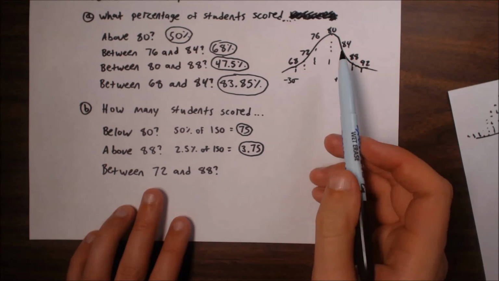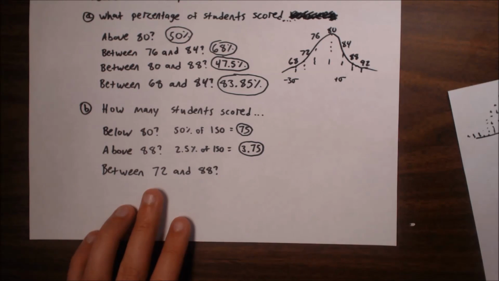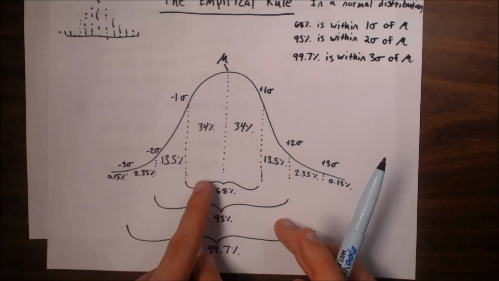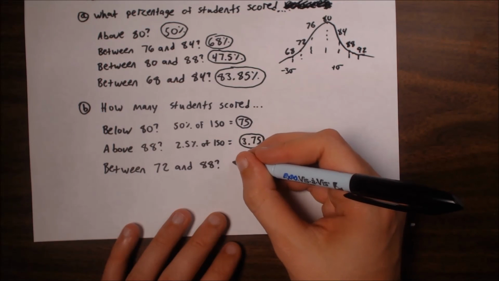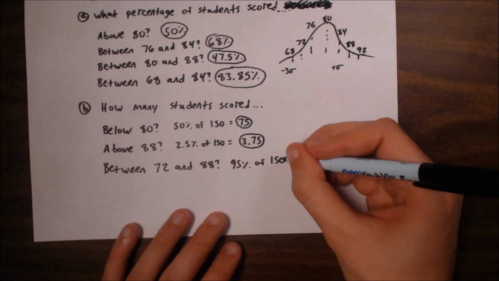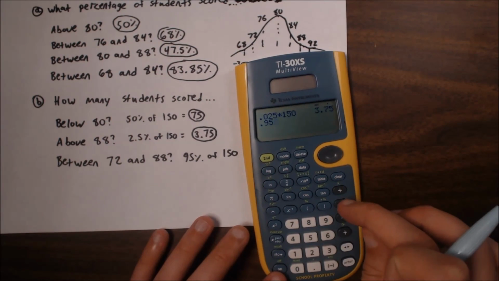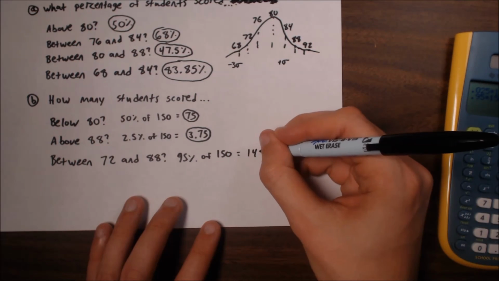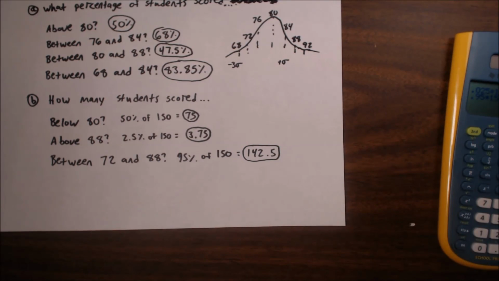All right, between 72 and 88. So that's 2 standard deviations to the left and 2 standard deviations to the right. So we can actually just say within 2 standard deviations. And if you remember your empirical rule, that's 95%. Okay, from 2 to the left and 2 to the right, that's 95%. So we need to do 95% of 150. 0.95 times 150. 142.5. Almost everybody. And that's how we do empirical rule word problems.